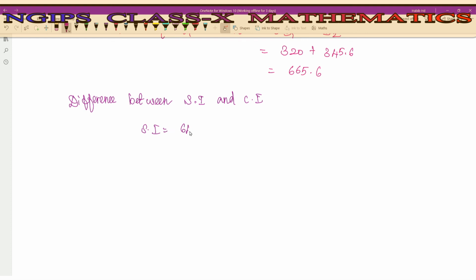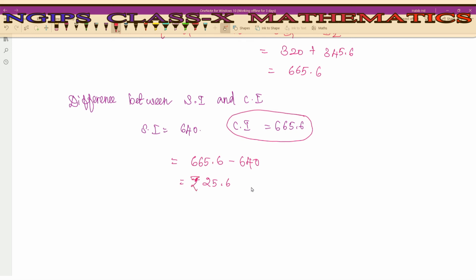So here simple interest is equal to 640 and compound interest is equal to 665.6, because always the compound interest will be more than the simple interest. So I can write here 665.6 minus 640. If you subtract, it is 25.6. So the difference between the simple interest and the compound interest is rupees 25.6.